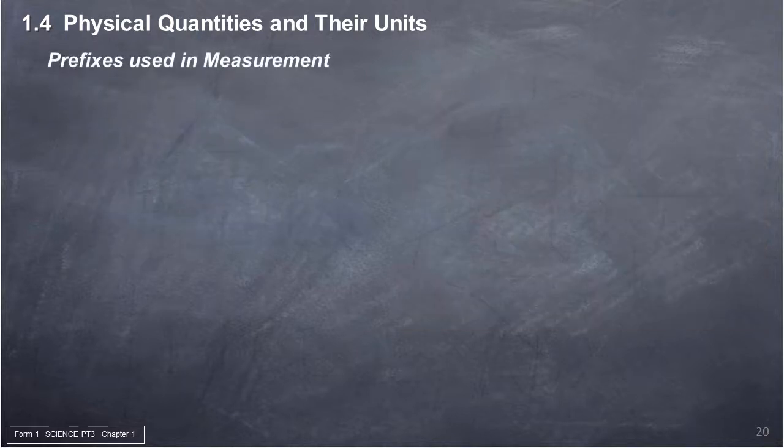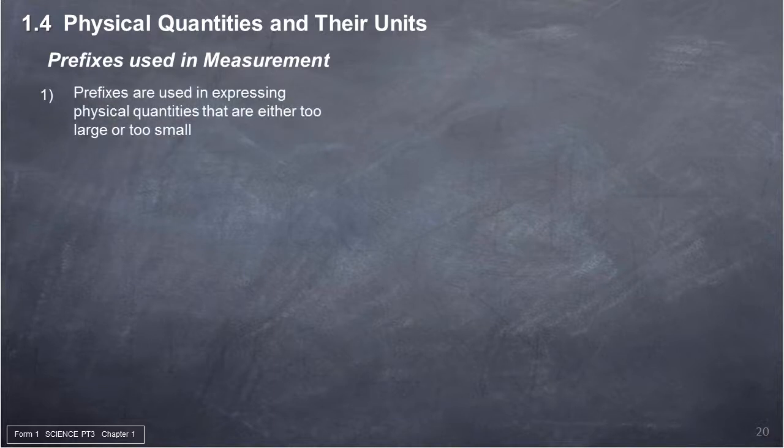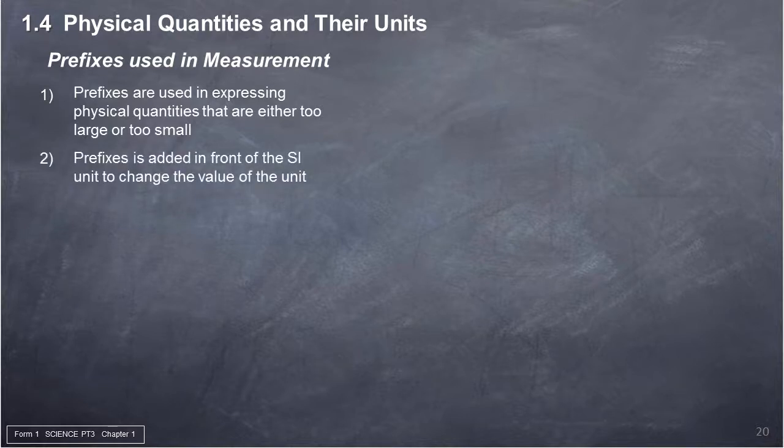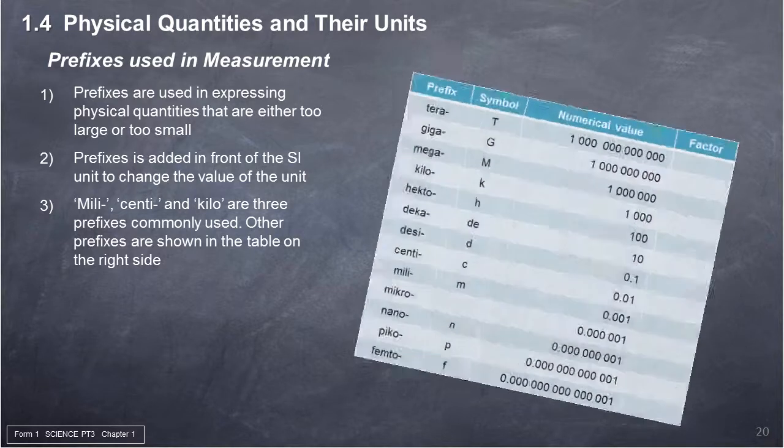Prefixes used in measurement. 1. Prefixes are used in expressing physical quantities that are either too large or too small. 2. A prefix is added in front of the SI unit to change the value of the unit. 3. Milli, centi, and kilo are 3 prefixes commonly used. Other prefixes are shown in the table on the right side.